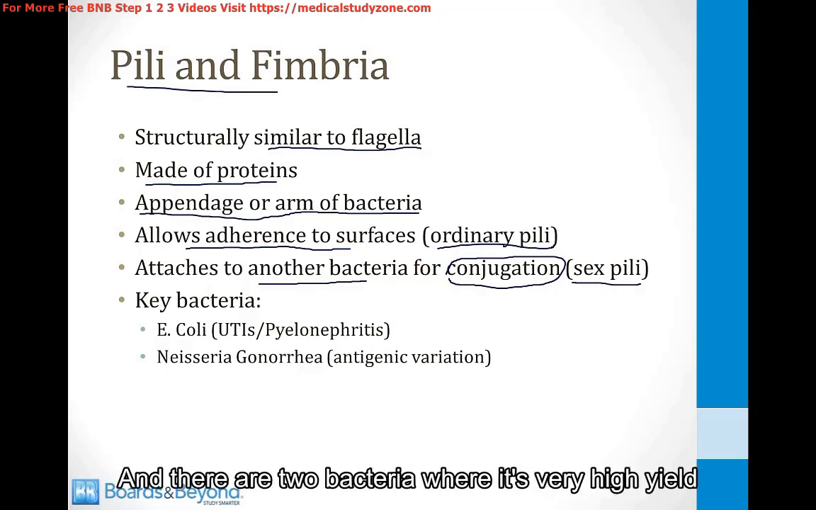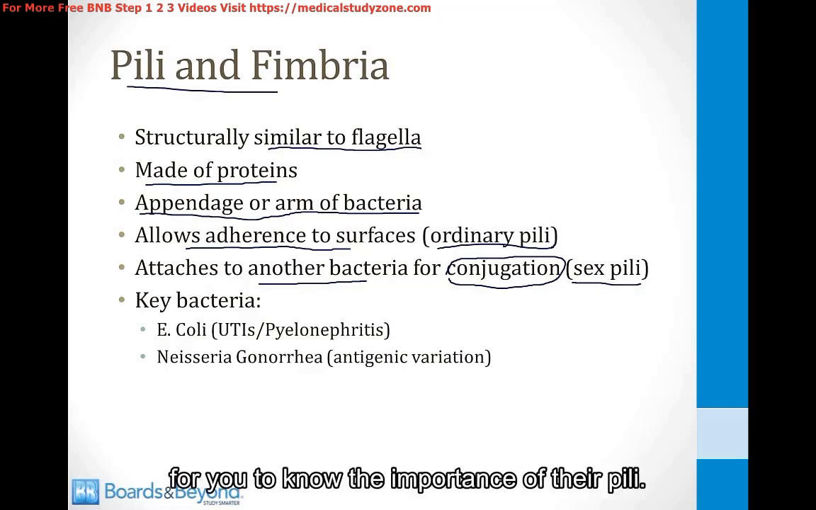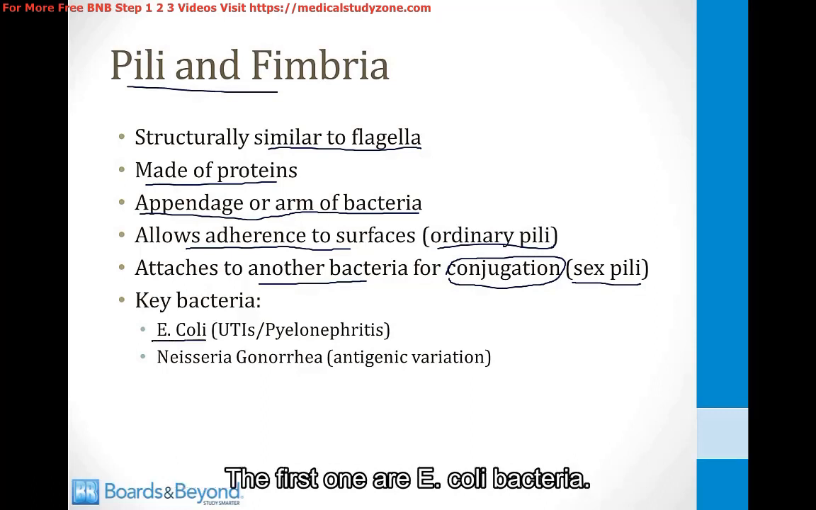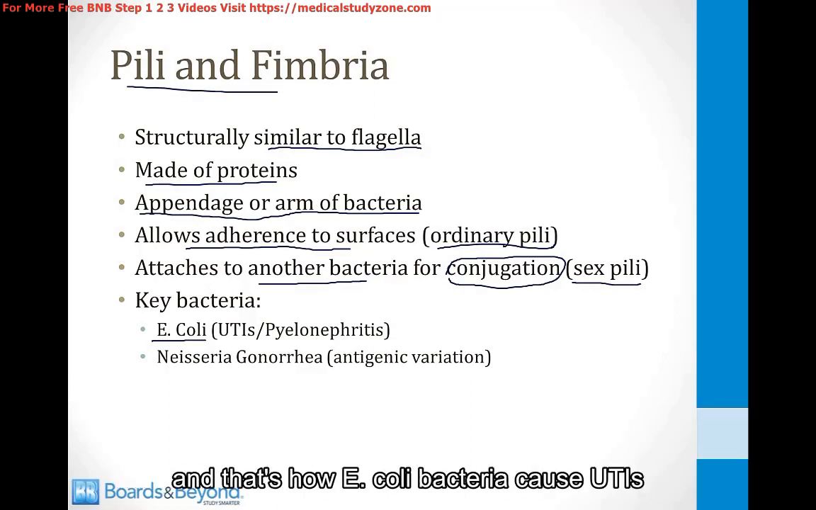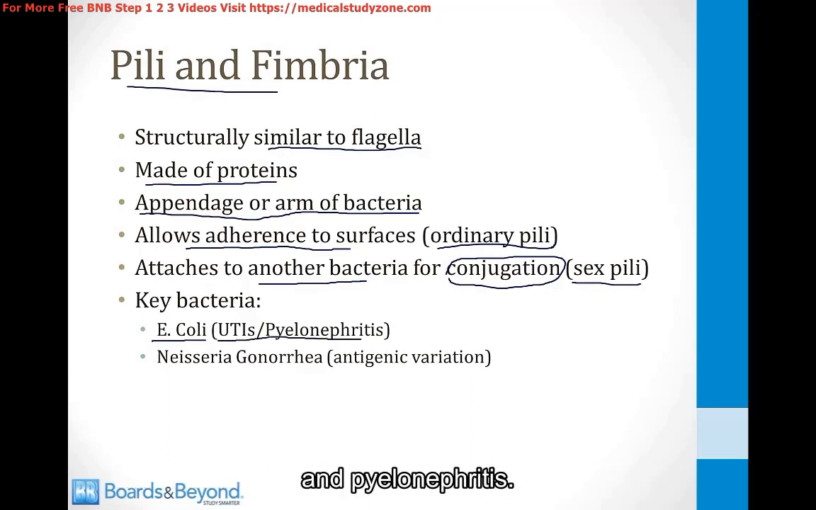And there are two bacteria where it's very high yield for you to know the importance of their pili. The first one is E. coli bacteria. The pili in E. coli allow attachment to the urinary tract, and that's how E. coli bacteria cause UTIs and pyelonephritis.